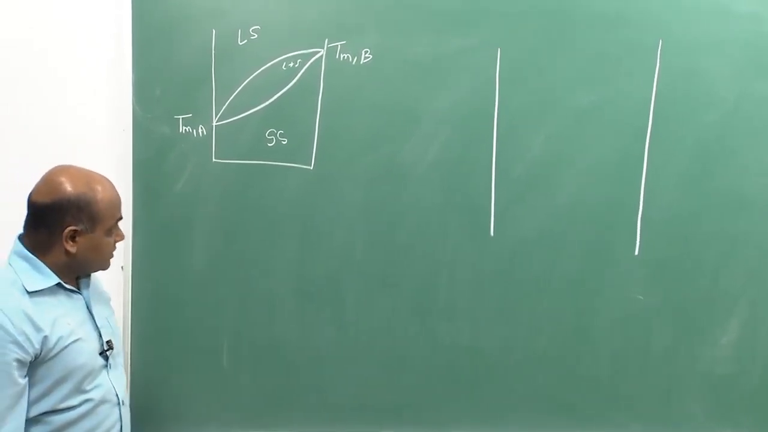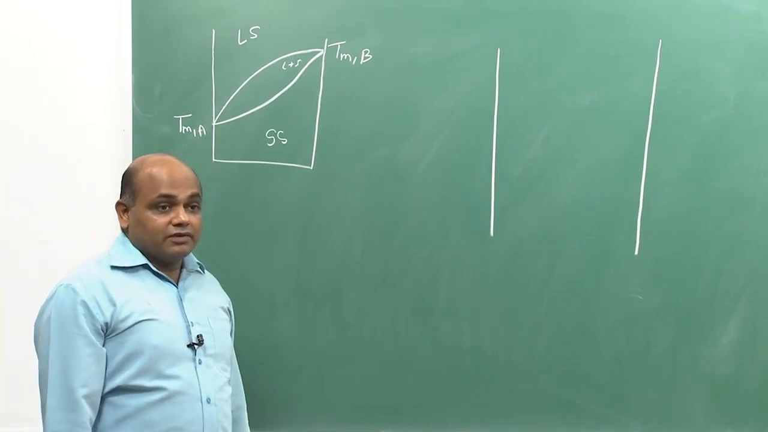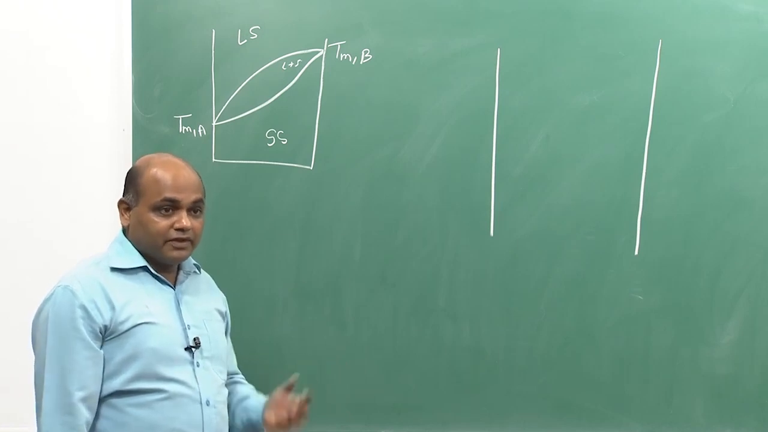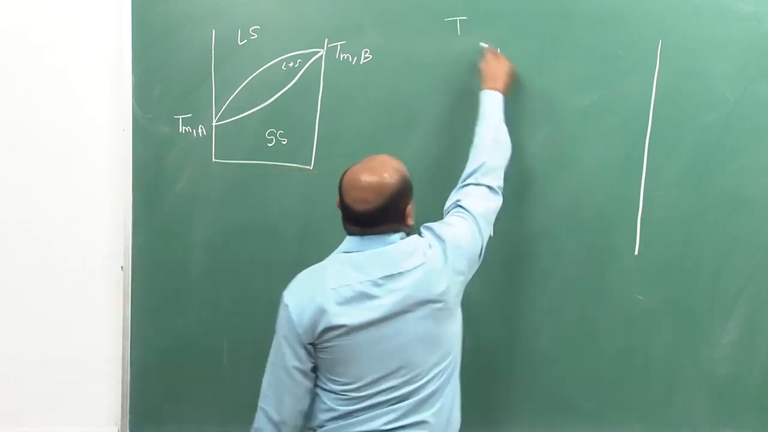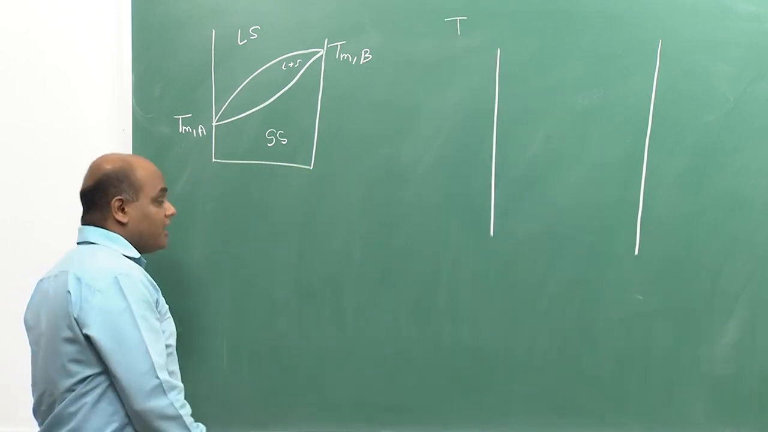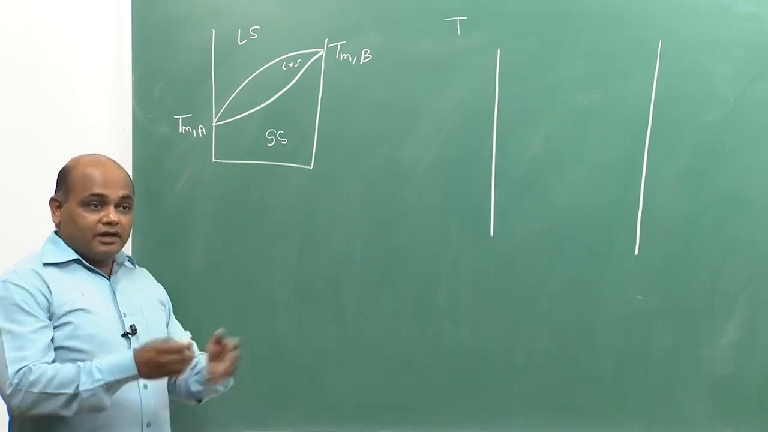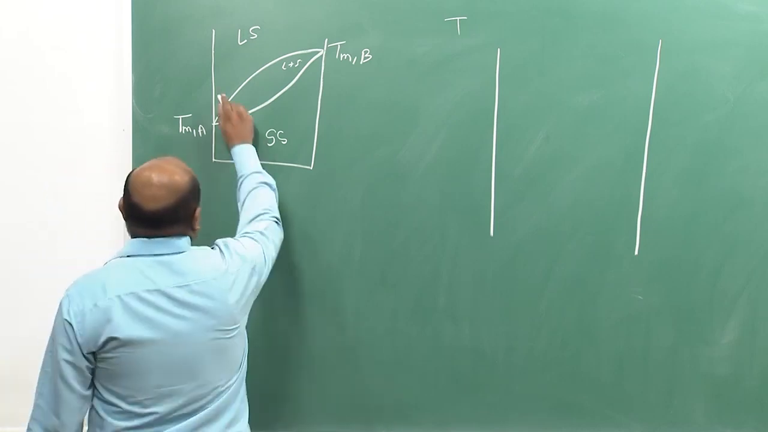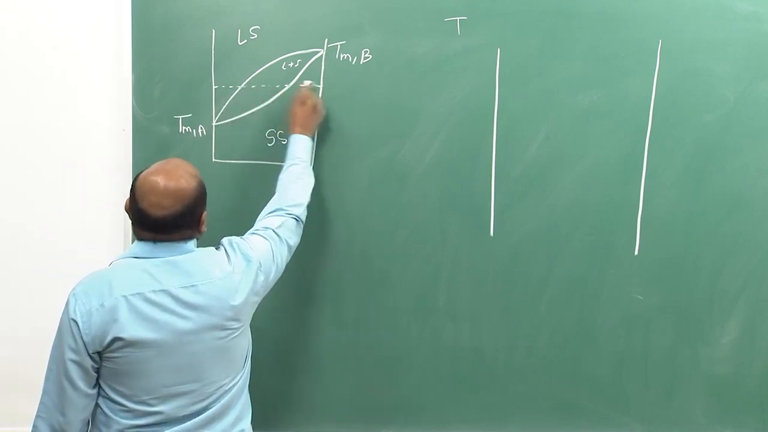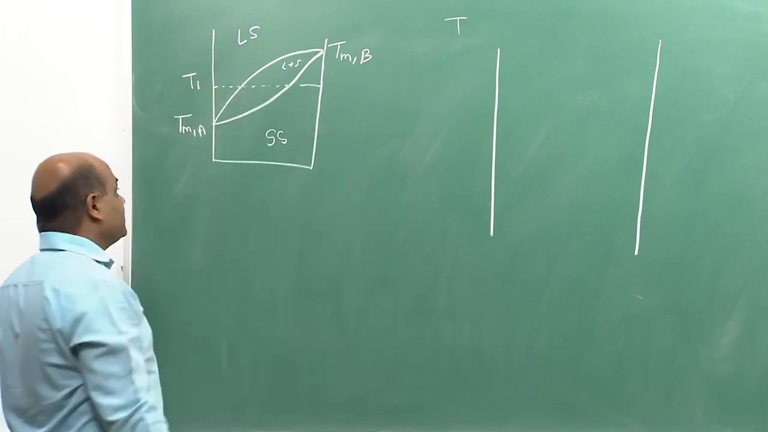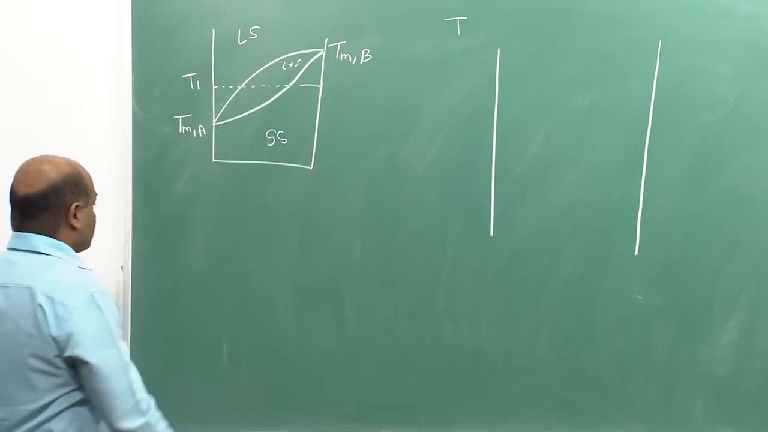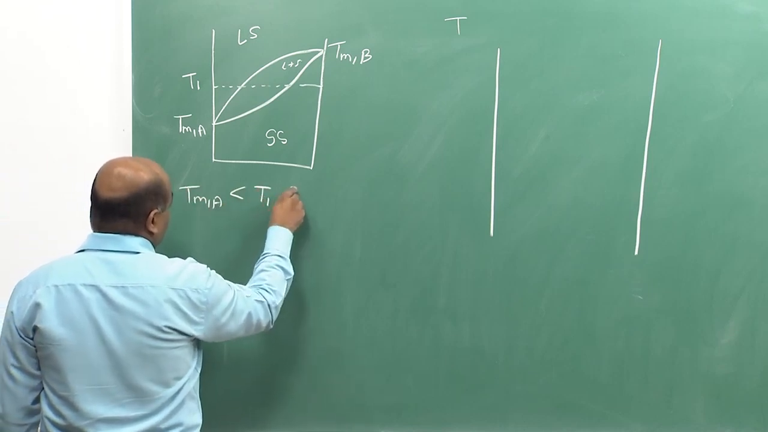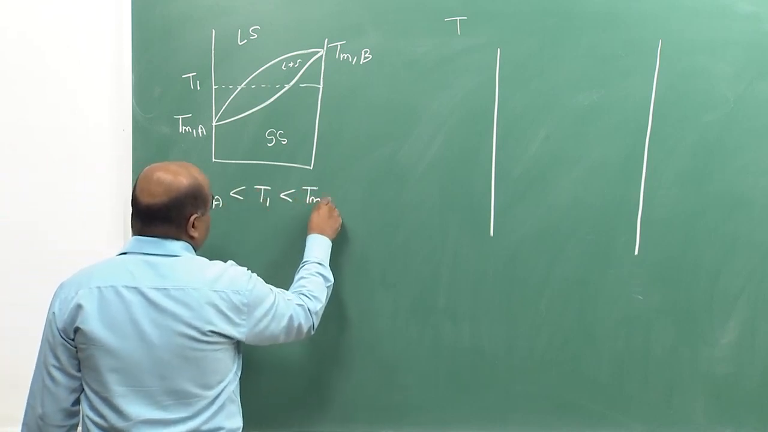When we draw G solution curve for liquid, what we do? We take first pure A in liquid form at the temperature which is being considered, and we take pure B in liquid form and mix them to form liquid solution. Now, let us select the temperature T, let us call it T1, in between the melting points of the two. So, T1 is greater than the melting point of A and it is lesser than the melting point of B.